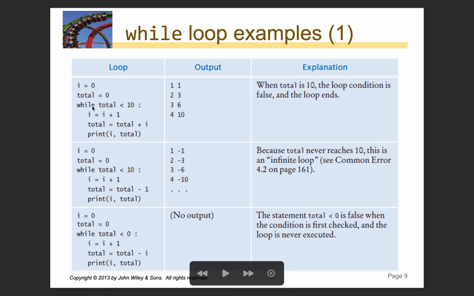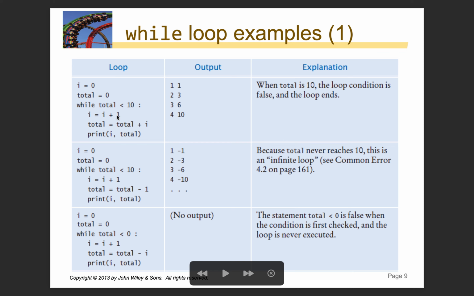We go back to the start of our while loop. 3 is less than 10, so we execute the code contained within the while loop. I equals I plus 1, so I is 2. 2 plus 1 is 3. Total equals total plus I. Total is 3. I is 3. 3 plus 3 is 6. So we update our total to 6, and then we print out 3, 6, our value I, and the value stored in the variable total, which is 6. 6 is less than 10, so we execute the code contained within the while loop.